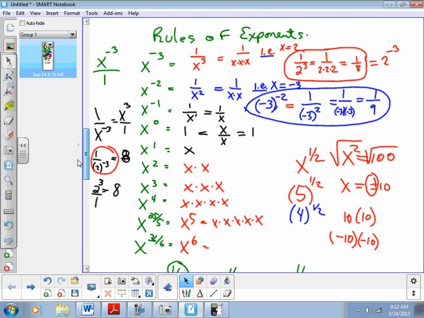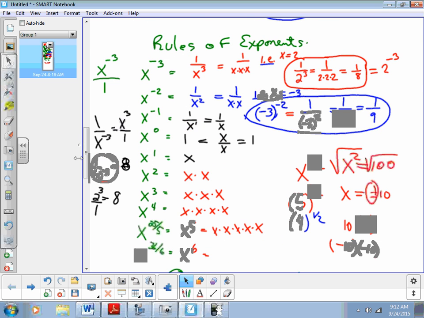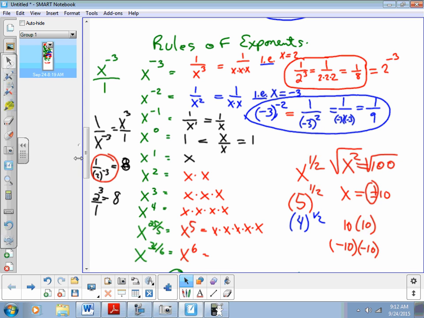So do you guys understand these rules of exponents? Because then they're going to come up. Okay. We're going to start to get into some trickier stuff, but do you guys have your notes here? X to the 6th power.